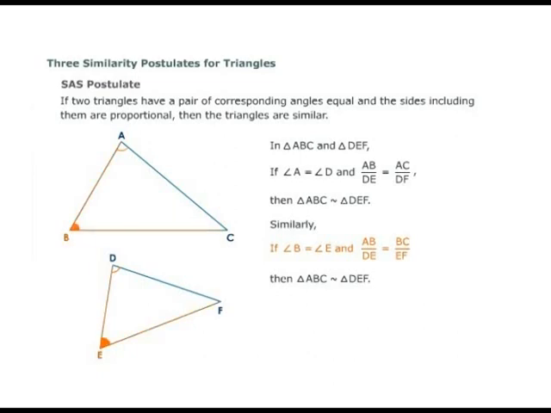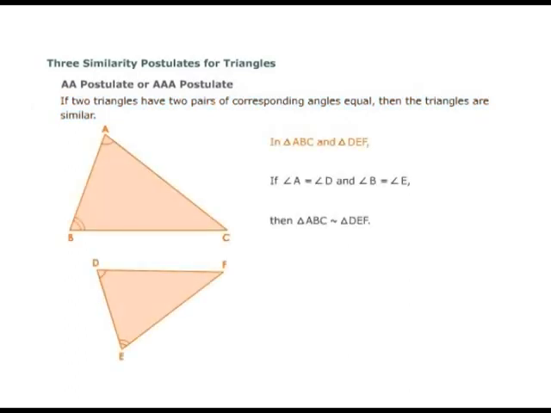Equally, if angle B is equal to angle E and AB over DE is equal to BC over EF, then triangles ABC and DEF are similar. Lastly, if angle C is equal to angle F and that AC over DF is equal to BC over EF, then triangles ABC and DEF are similar. SAS simply stands for side angle side, that is two sides and the included angle.